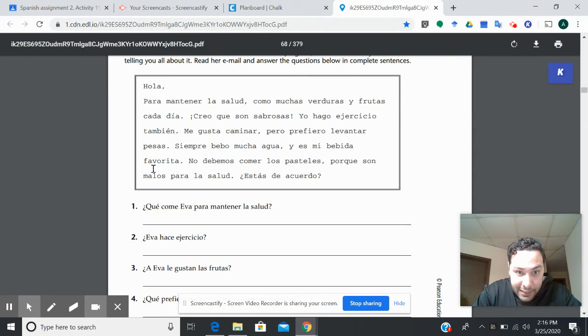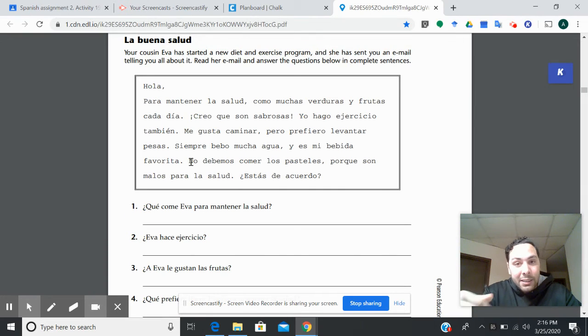Notice how favorita is after this. It doesn't say y es mi favorita bebida. No. It says y es mi bebida favorita. Okay, so every time you want to say something is your favorite, you're going to put favorita after the word. Okay? Now down here, no debemos comer los pasteles means we shouldn't eat pastries porque son malos para la salud because they are bad for your health.